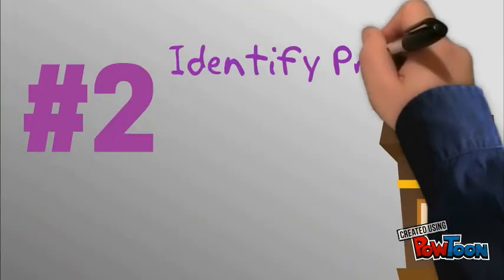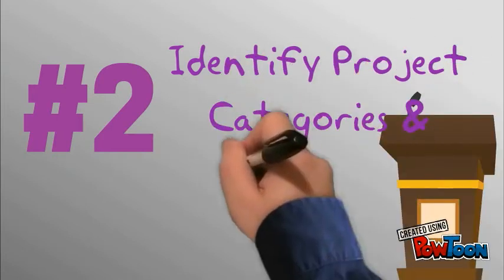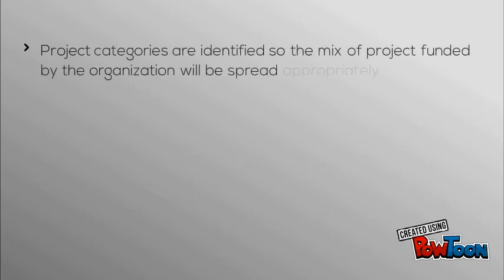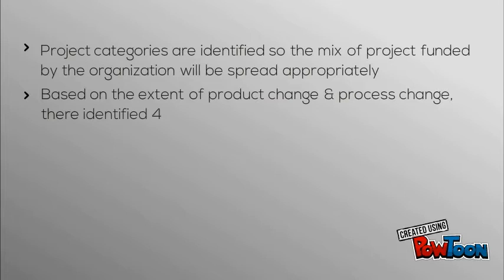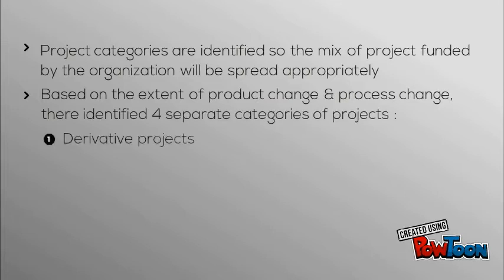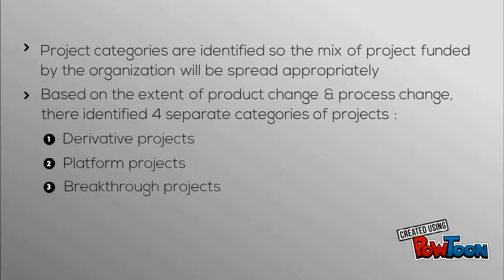Step 2. Identify project categories and criteria. Project categories are identified so the mix of projects funded by the organization will be spread appropriately. Based on the extent of product change and process change, they identified 4 separate categories of projects: derivative projects, platform projects, breakthrough projects, and R&D projects.